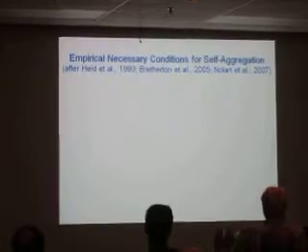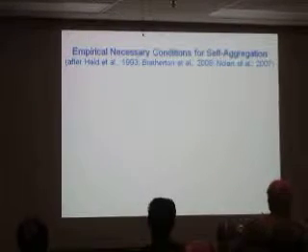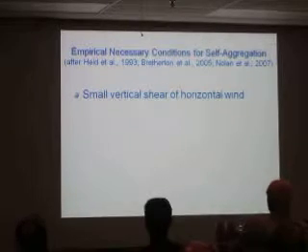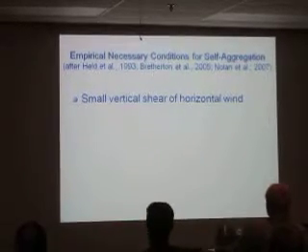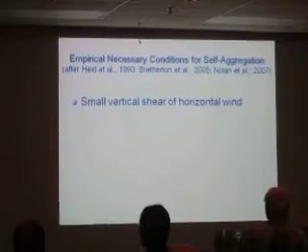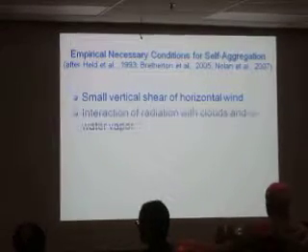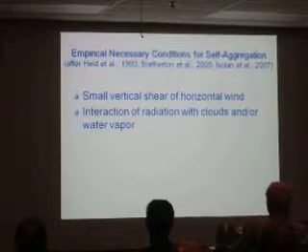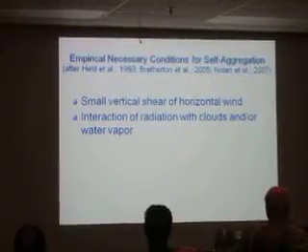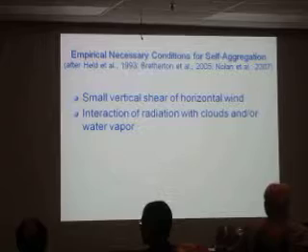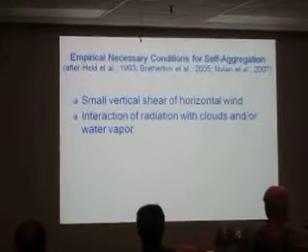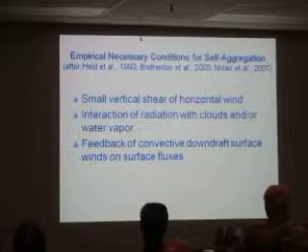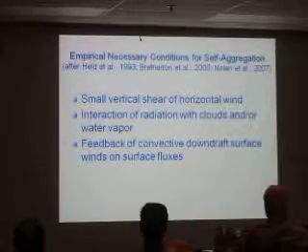And we know from these numerical simulations, or we think we know, that there are several conditions that are necessary to get this self-aggregation. The background horizontal wind must not be changing a lot with height. We call that shear. You must include the physics of the interaction of radiation and clouds. If you don't have that, you don't get self-aggregation. And water vapor.